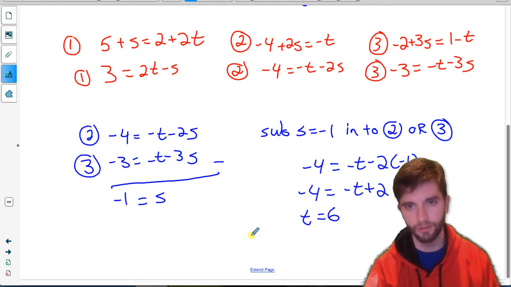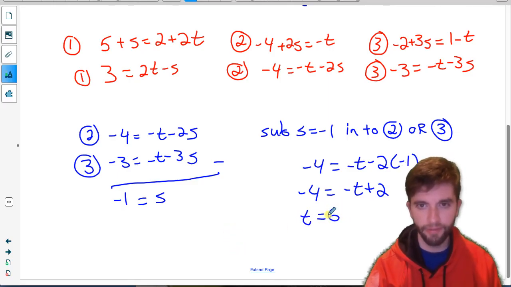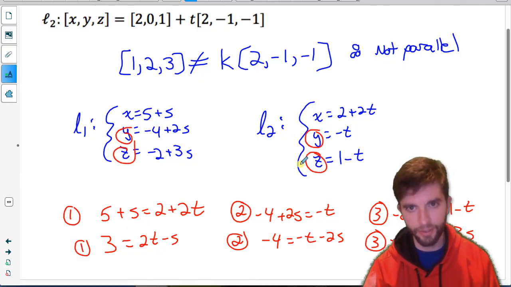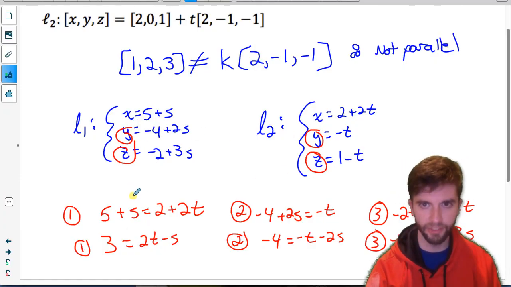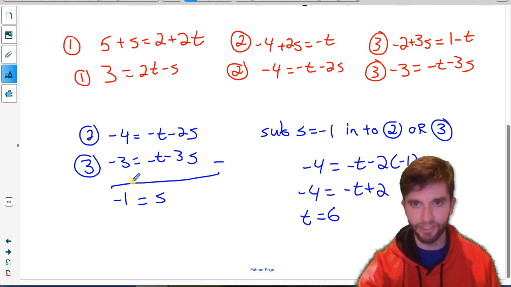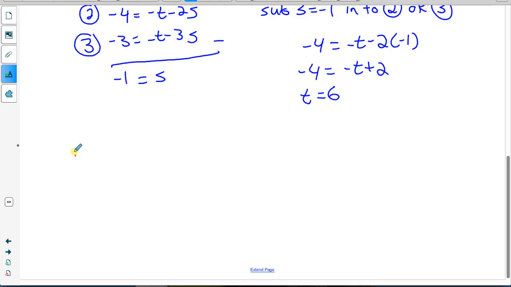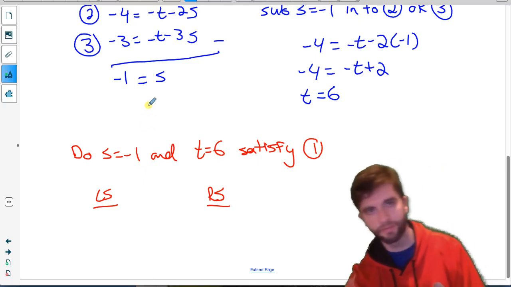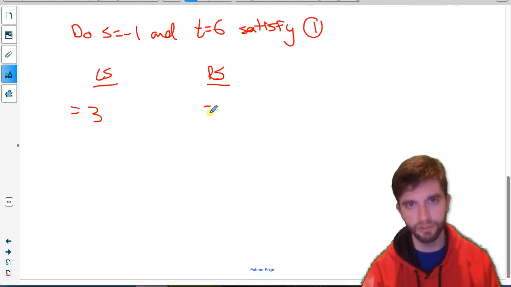T would equal 6. So we have figured out that for this pair of s and t values, equation 2 and 3 are both true, meaning that the y and z coordinates of the two lines will be equivalent for those s and t values. But will their x coordinates also be equivalent? So we have to check and see, do those s and t values satisfy equation 1? So write equation 1 separated into left side, right side, and we'll test those s and t values. Equation 1 was 3 equals 2t minus s.